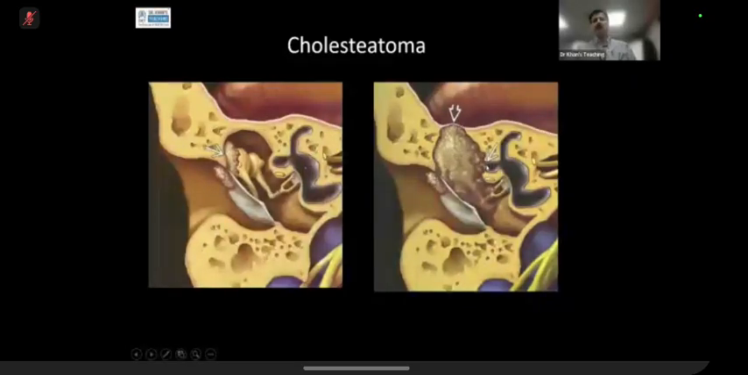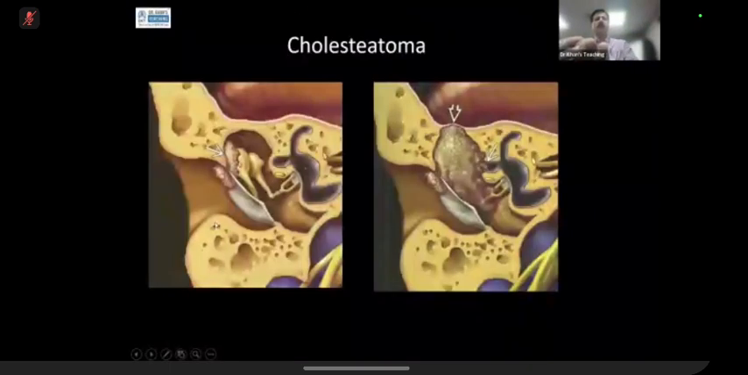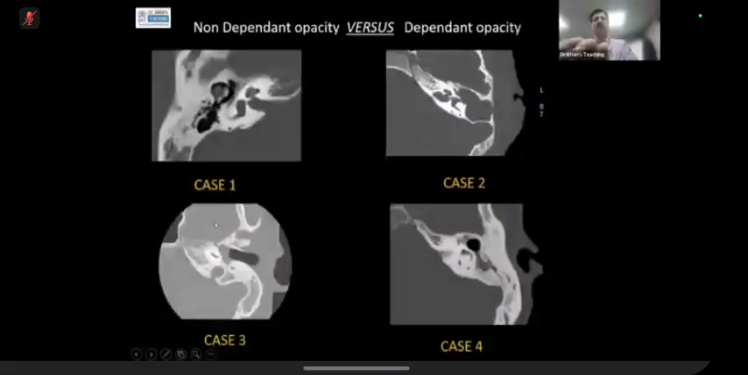Lateral semicircular canal is eroded. It can erode the facial nerve canal, ossicles are eaten up. So all of these things can happen. So if you see here, pars flaccida, pars tensa cholesteatoma. The main thing to remember is non-dependent opacity with bony destruction.